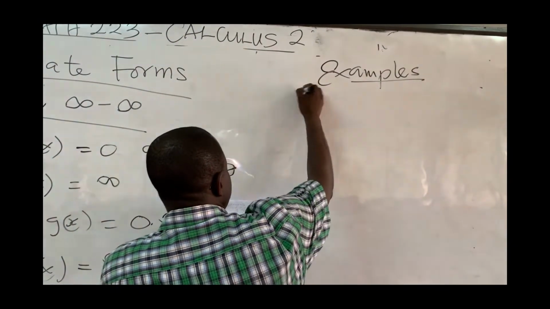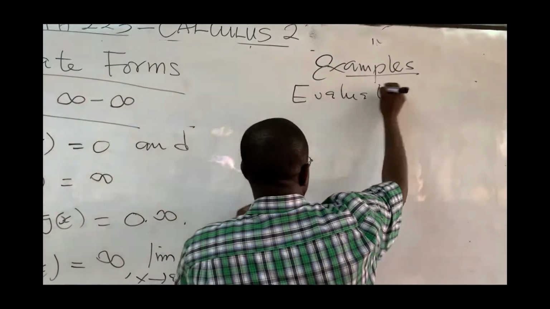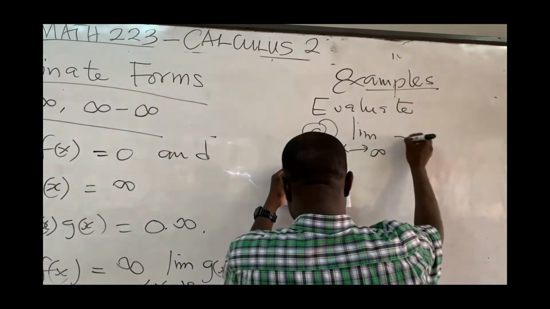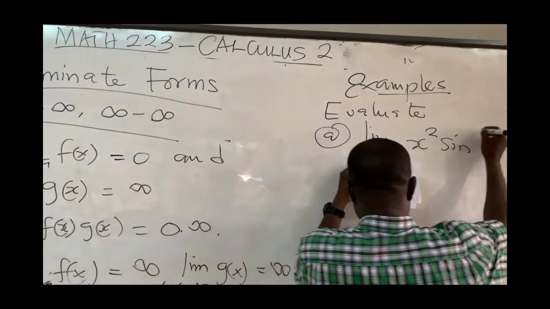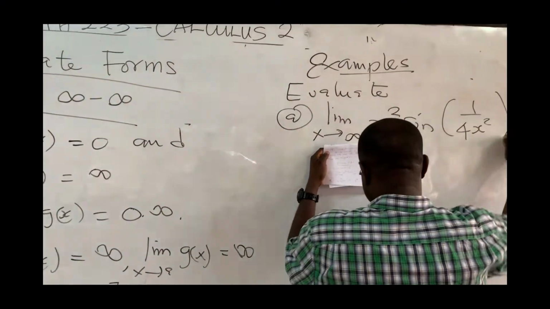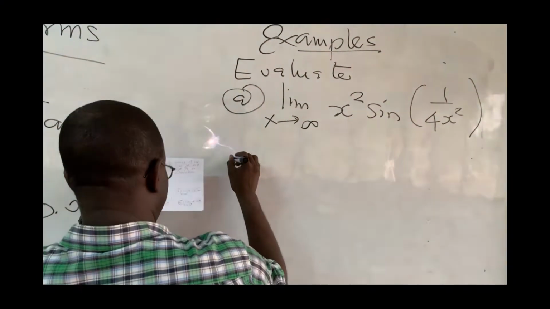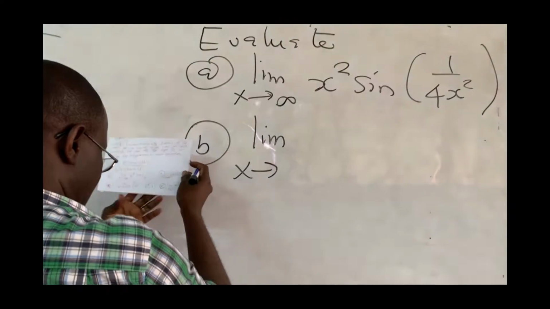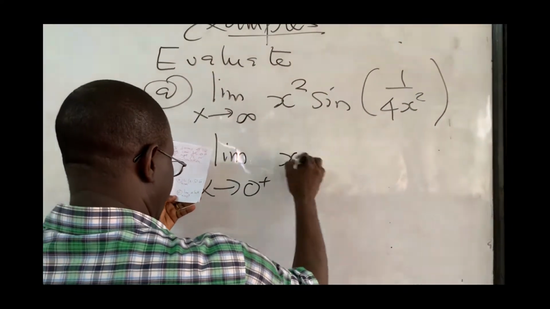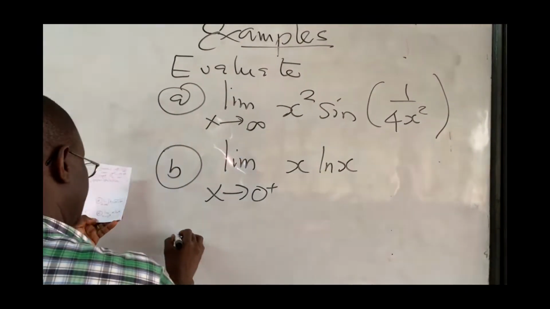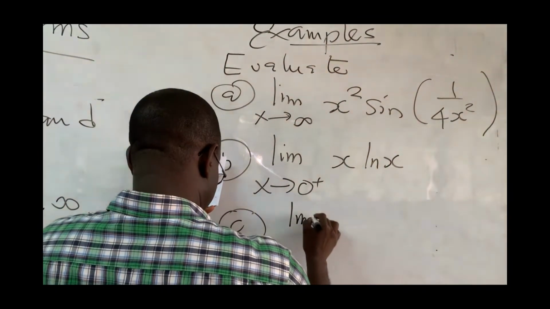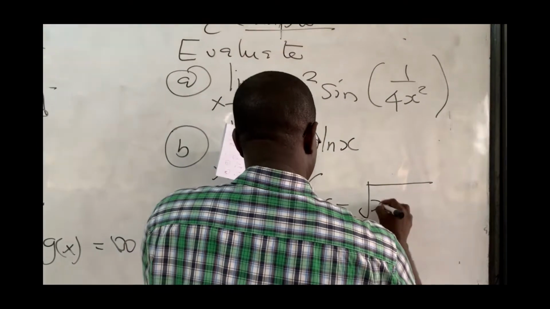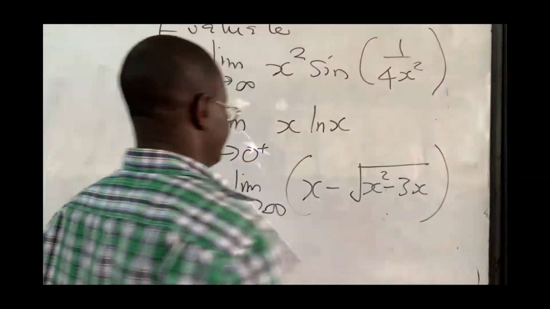I want to evaluate: a, the limit as x goes to infinity of x squared sine of 1 over 4x squared. And then I have another expression, b, the limit as x goes to 0 plus of x ln x. C, let's try this one, the limit as x goes to infinity of x minus the square root of x squared minus 3x.